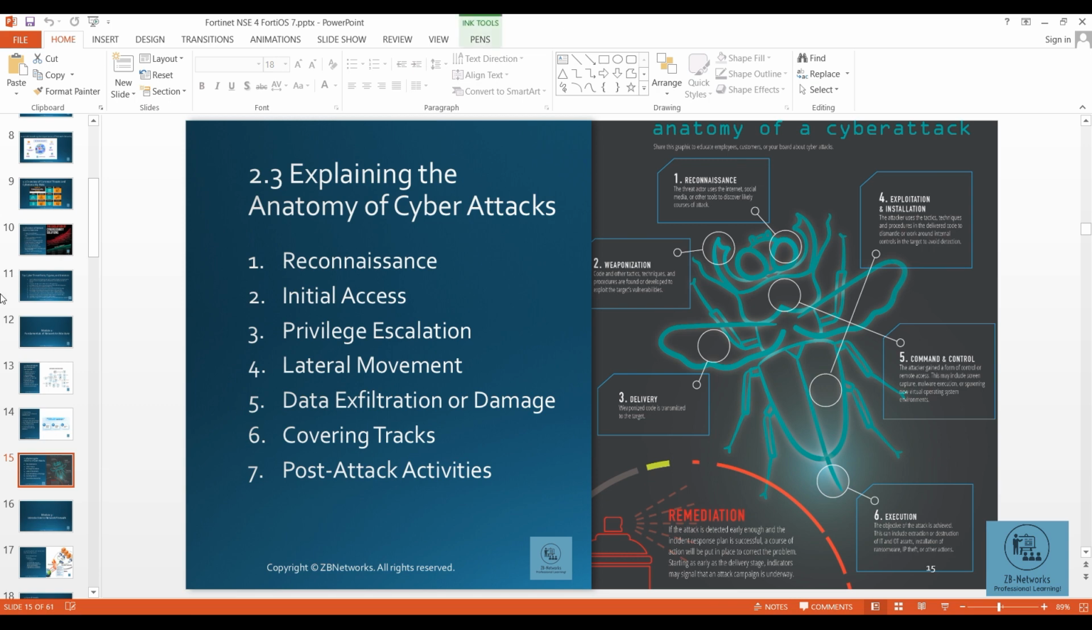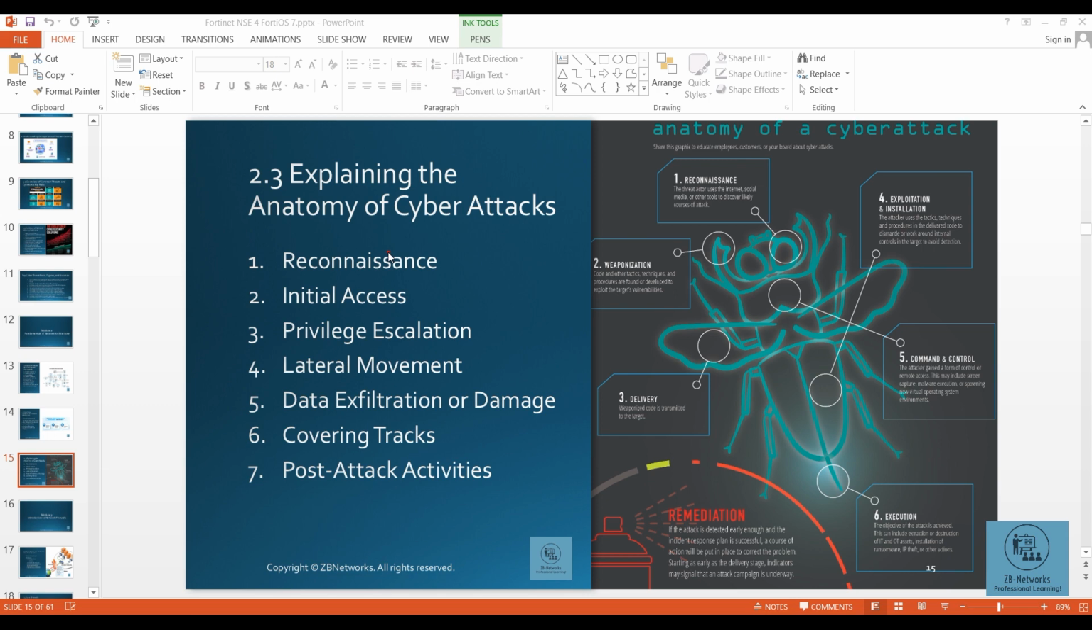In certain documentations you'll find it is either a 6-step process or a 7-step process. The term cyber attack anatomy can also be called the cyber kill chain process, where the anatomy of cyber attacks generally refers to the different stages and components involved in the execution of a cyber intrusion.